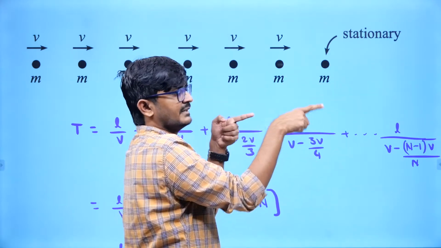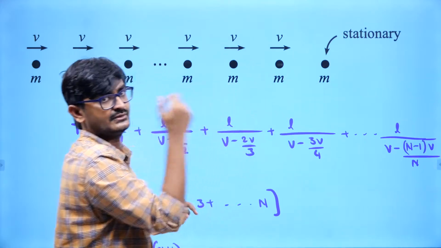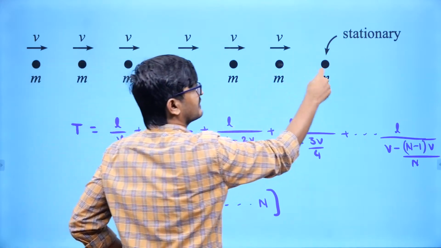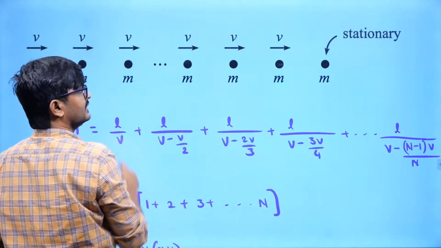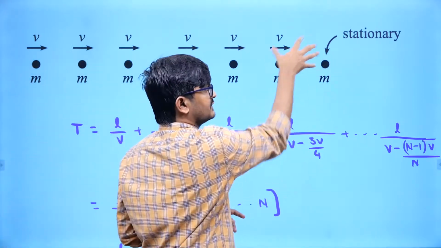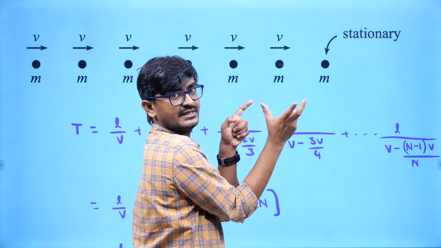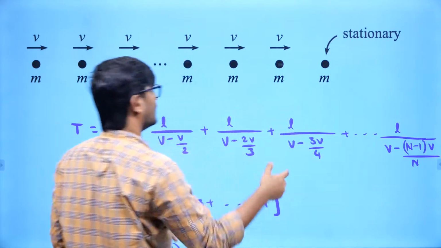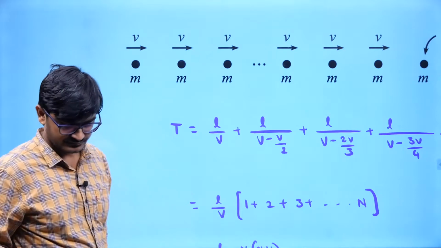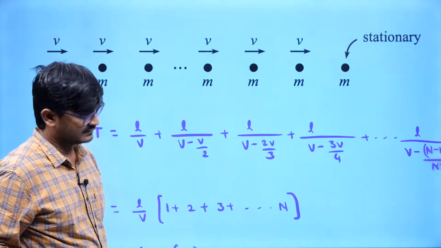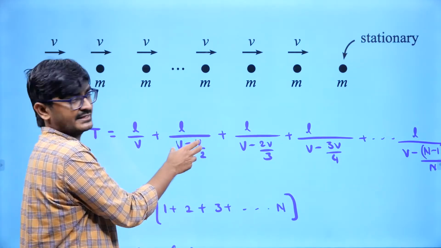Relative velocity is v minus v by 2, that is v by 2. Now what is the time taken for first collision? That is L by v. After first collision, this thing is moving with speed v by 2, this is moving with speed v. So relative velocity is v by 2. So after how much time it will be colliding? It is L by (v minus v by 2).